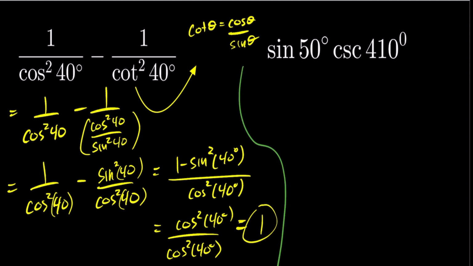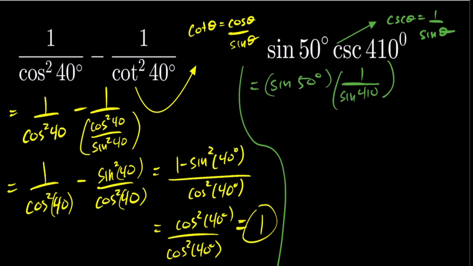Let's take a look at simplifying the next expression. So for the next expression here, we have the sine of 50 times the cosecant of 410. First of all, the cosecant function, if you recall, the cosecant of theta is equal to 1 over sine theta. So let's go ahead and simplify that.